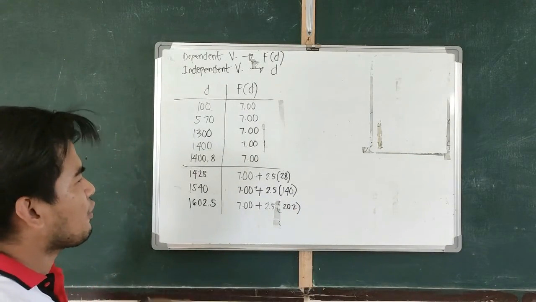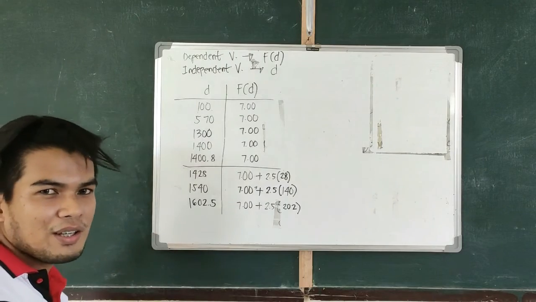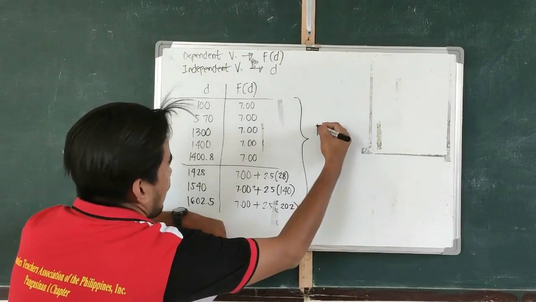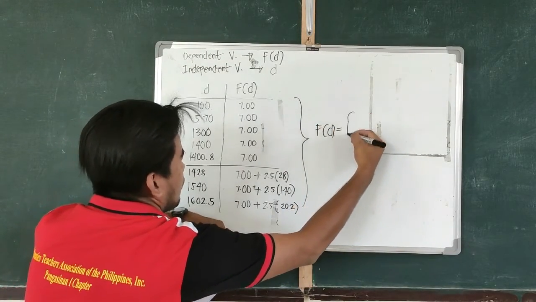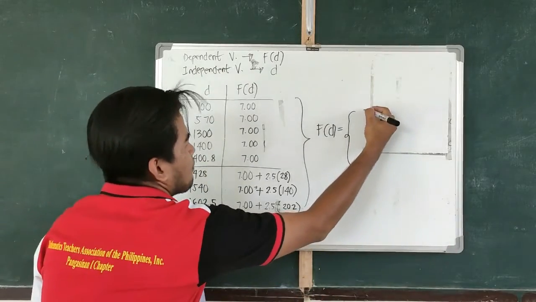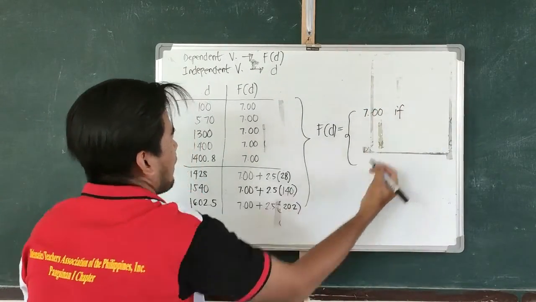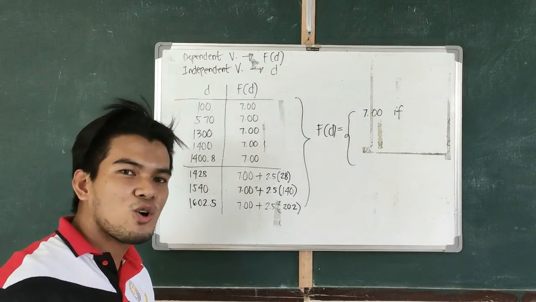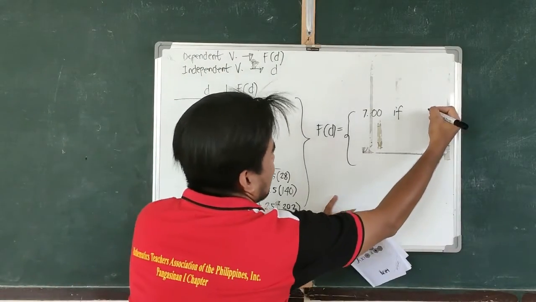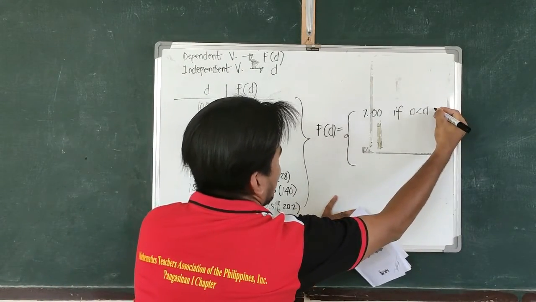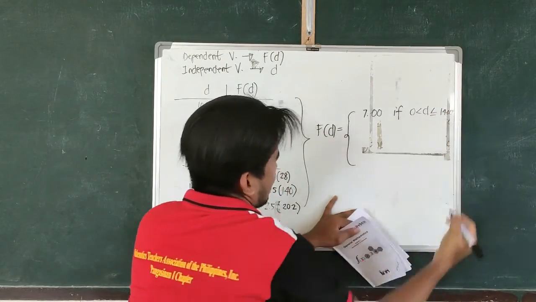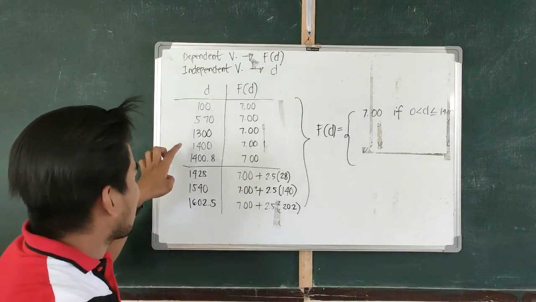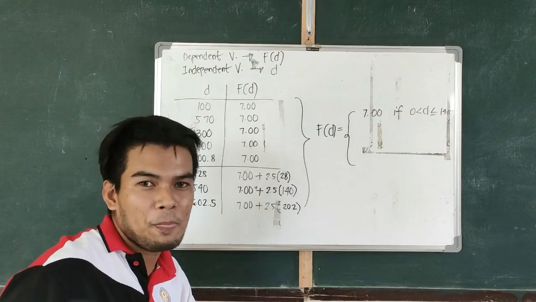Okay? So from this table, we can already identify and simplify the formula of the piecewise function. So we have f of t is equal to, dalawa yan. Yung una, 7 pesos daw kapag yung distance traveled ay in between 0 and 1,400. So, if the distance is in between 0 and 1,400 meters. Okay? So, bakit siya mayroong or equal to? Kasi kapag nag-equal siya kay 1,400, 7 pesos pa rin yung babayaran.